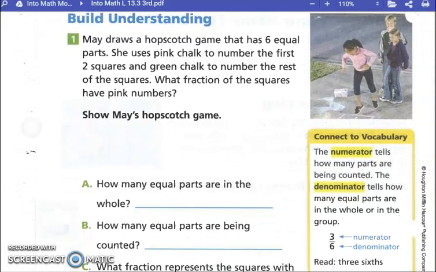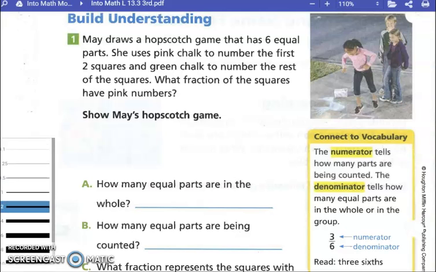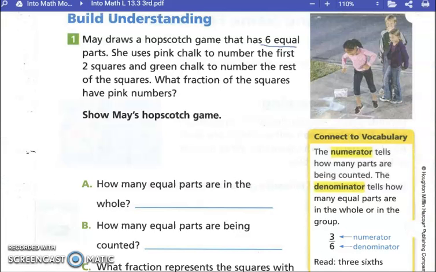May draws a hopscotch game that has 6 equal parts. What is important in that sentence? 6 equal parts. So we're going to underline that. She uses pink to number the first 2 squares and green chalk to number the rest of the squares. What fraction of the squares have pink numbers?